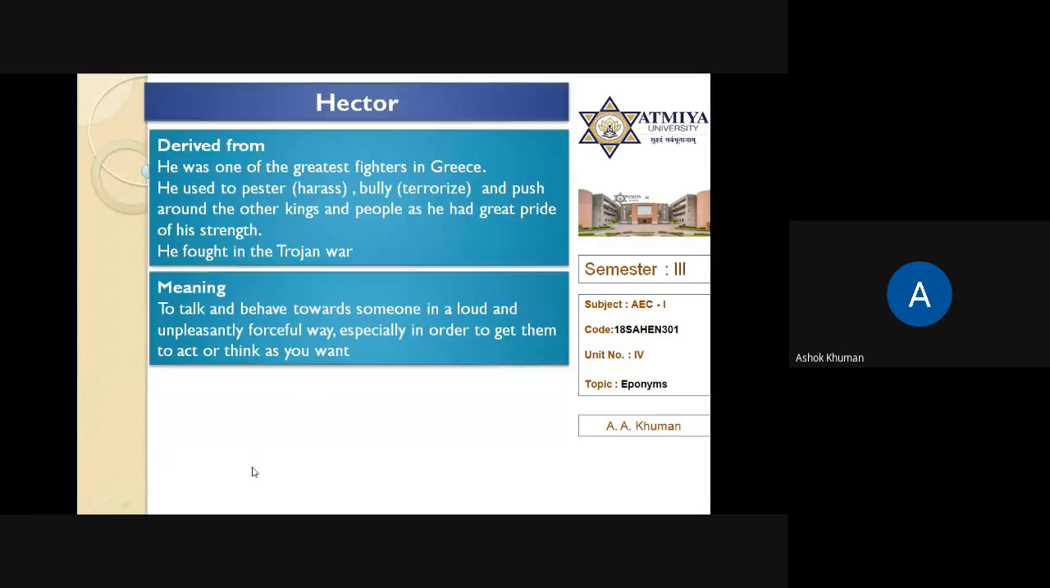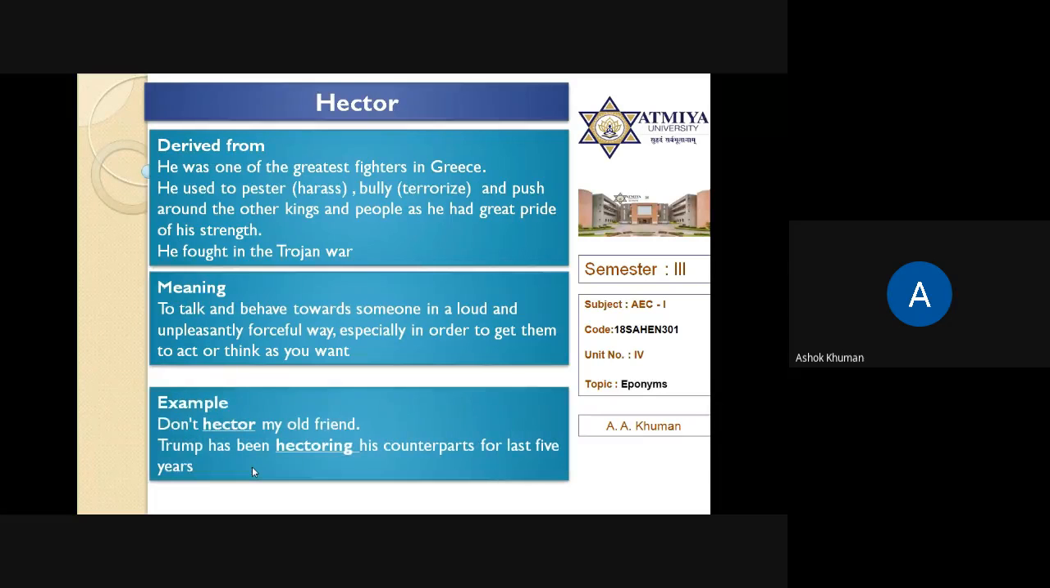Then we discuss Hector. Hector also has a negative sense, terrorizing people, threatening people. Hector is used as a verb. You can add -ing, hectoring. You can also add -ed, hectored. Hector was a fighter in the Trojan War. He fought in the Trojan War, a historic, ancient war, and he was very strong, negatively strong, in that he used to threaten other people.